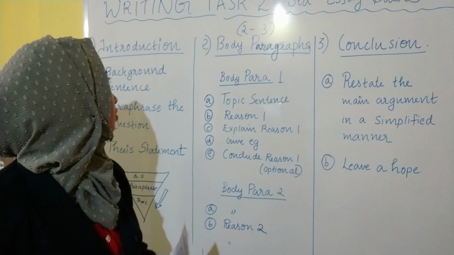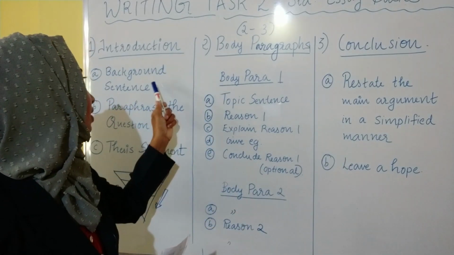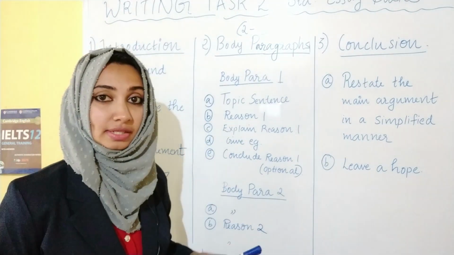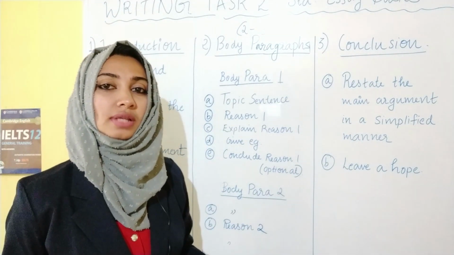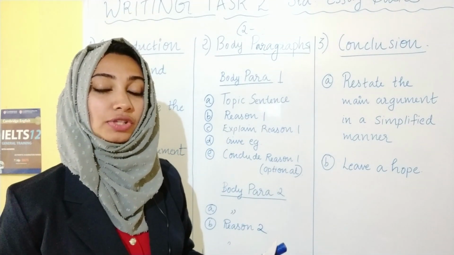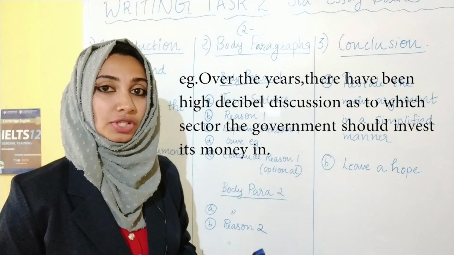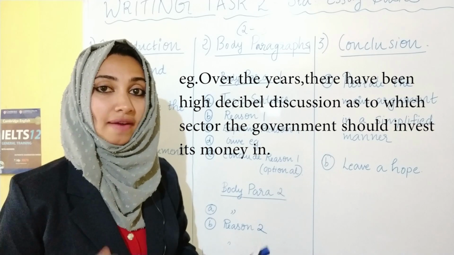The introduction begins with writing a background sentence. Now, what do you mean by a background sentence? A background sentence is some kind of information about government spending. So write some general information about the spending patterns of government.